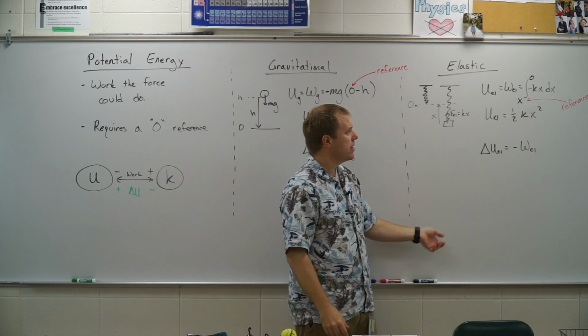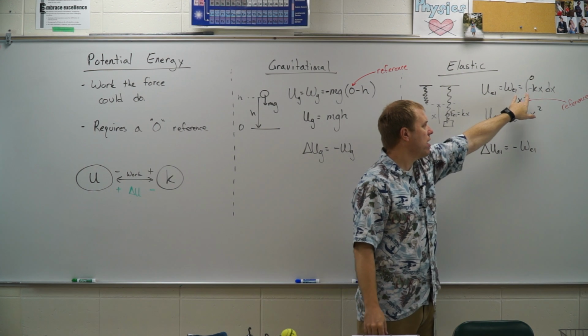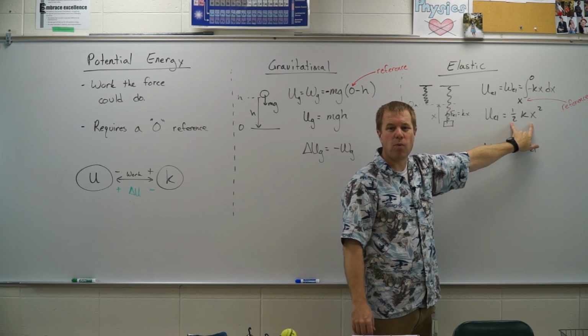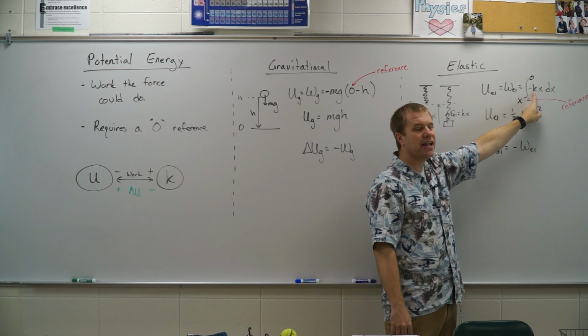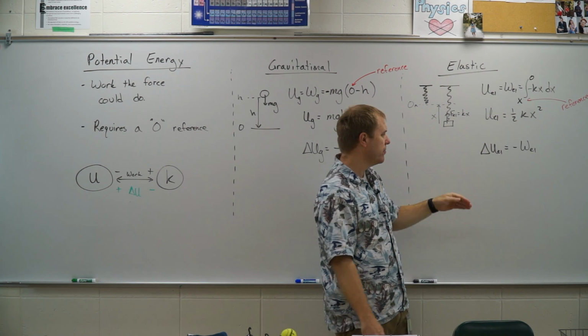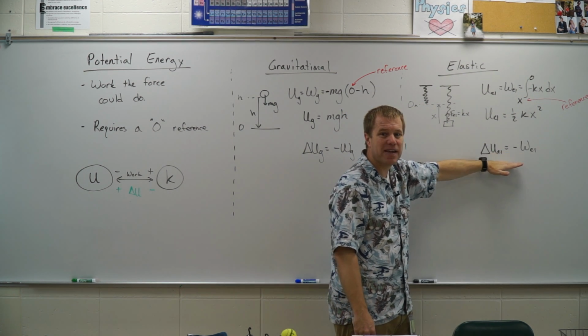Okay, sorry about that. And so when we do that, our negatives will cancel again. We'll be left with 1/2 kx squared. We do have to do the integral because this is not a constant force. Again, the same thing applies.